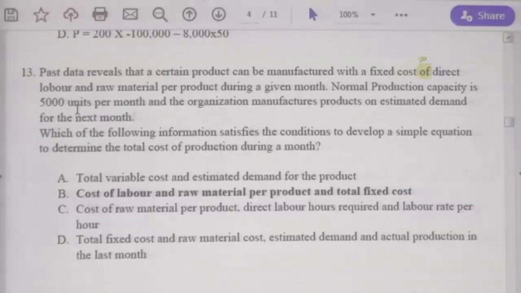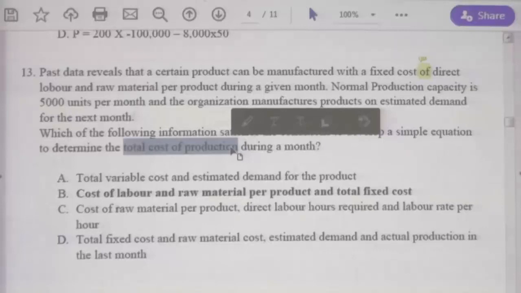Normal production capacity is 5,000 units per month, and the organization manufactures product on estimated demand for next month. Which of the following information satisfied the condition to develop simple equations to determine the total cost of production during the month? The total cost of production during the month will be TC equal, here total production cost, the requirement.